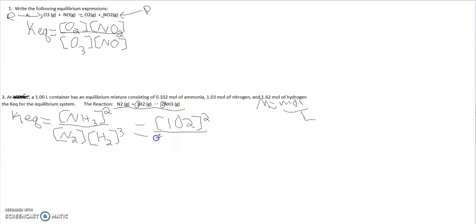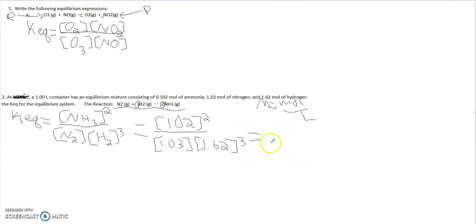Then, on the bottom, we're going to put our N2 concentration, which again is the same as the number of moles, in this case our 1.03, just like this. And we have to put our 1.62 moles of hydrogen, 1.62, and we're going to raise that to the third power, just like is indicated to you in the problem. So we now need to do a little bit of calculator work, which I'm not going to bore you with me typing in numbers, so I did it ahead of time.